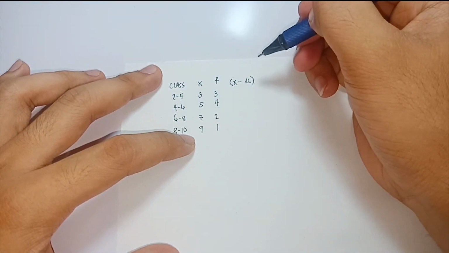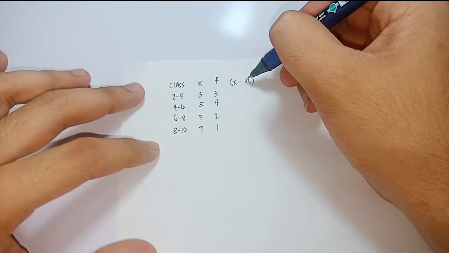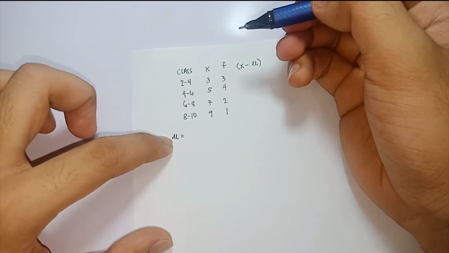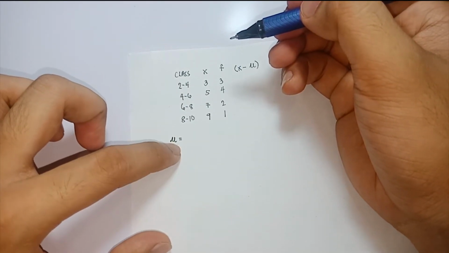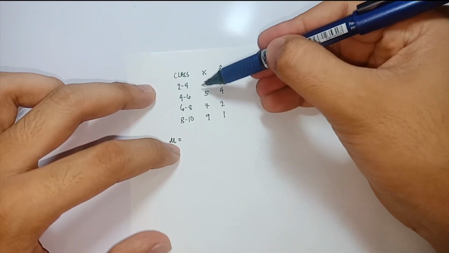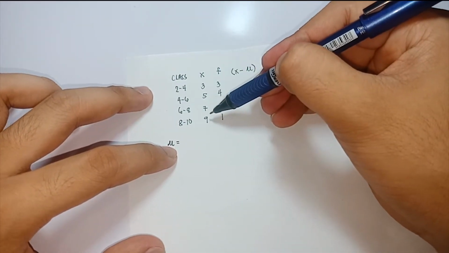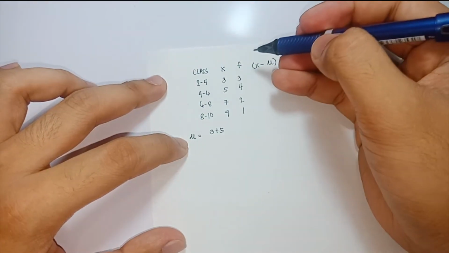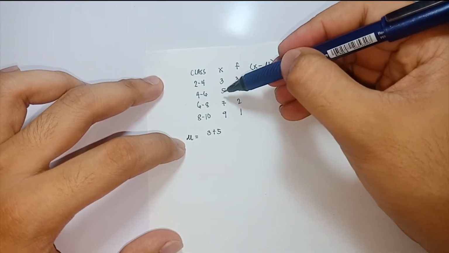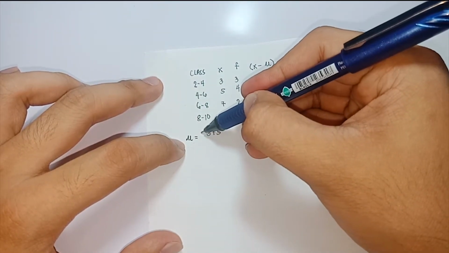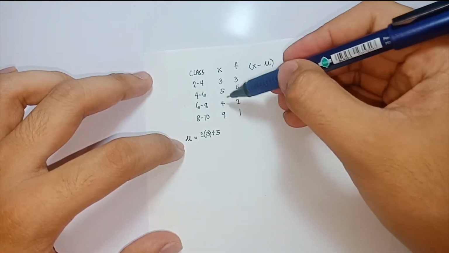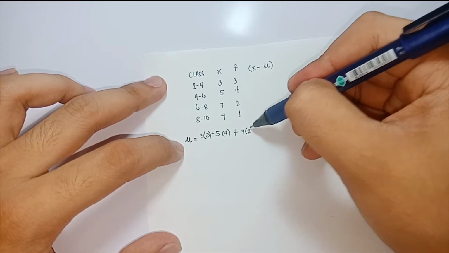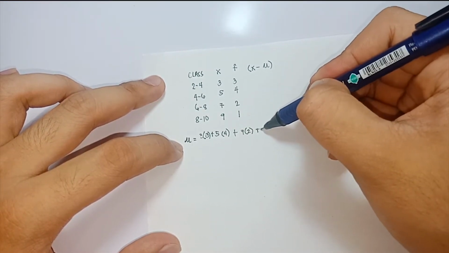Meron tayong x, wala tayong mu. So, kunin natin yung mu. Mu is our population mean. So, saan natin makukuha yon? Dito. Kukunin natin yung mean na to. 3579. Okay? So, kunin natin. Actually, meron tayong f nga pala. So, 3 multiply by 3. Plus 5 multiply by 4. Plus 7 multiply by 2. Plus 9 multiply by 1.